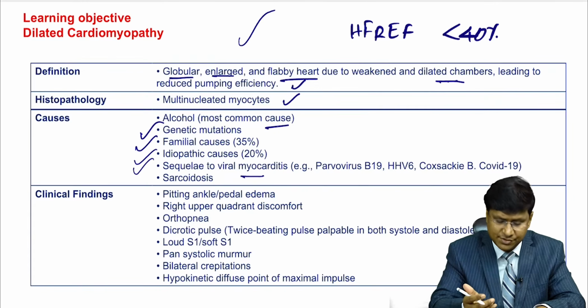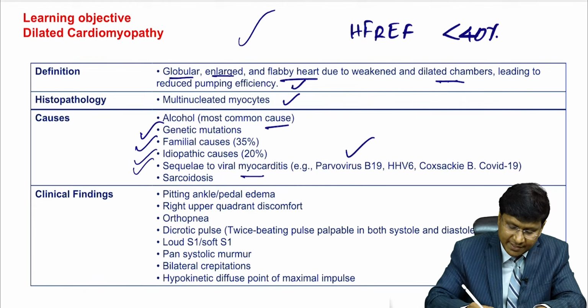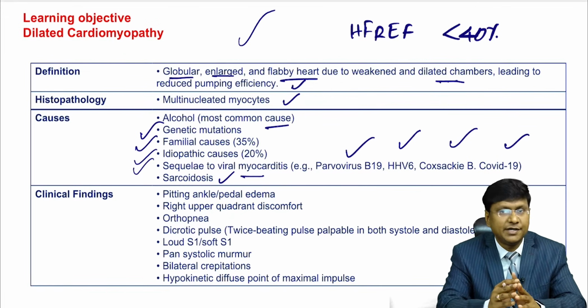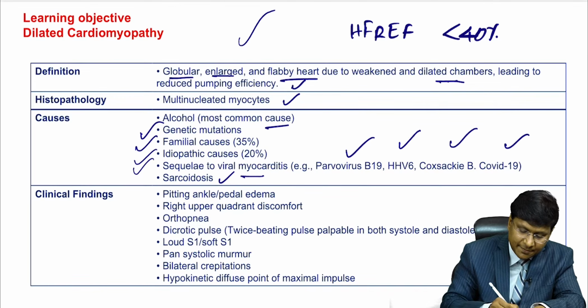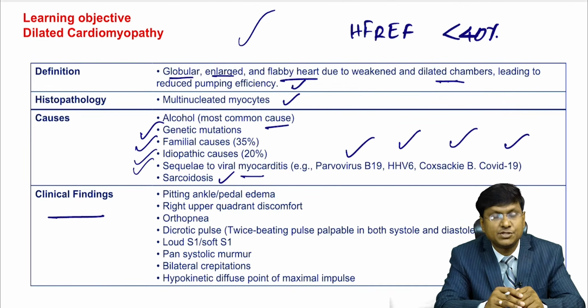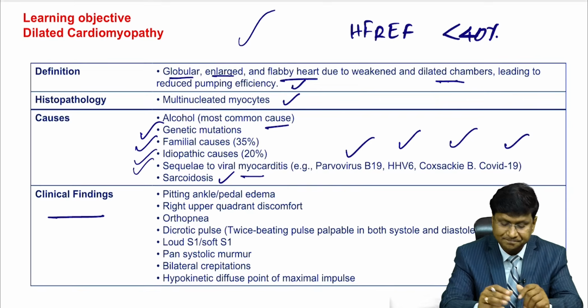What are the viral infections? That includes the parvovirus B19, HHV6, Coxsackie B virus and COVID-19. And next important is the sarcoidosis. So these are all the etiologies that will be causing dilated cardiomyopathy, and the clinical features will be, they'll have the features of both right and as well as left heart failure.